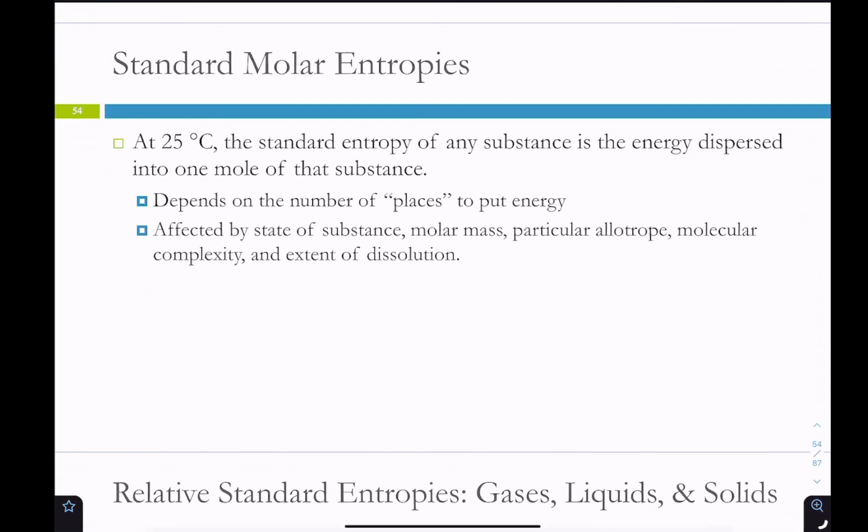So the state of the substance, like I already pointed out on that last chart, solid, liquid, or gas, the molar mass of the substance, the particular allotrope, which, if you don't remember, is the specific arrangement of a solid. So something like sulfur, pure sulfur, can have a lot of different allotropes. They even have different colors. But each of those different configurations of the atoms will have different amounts of entropy. And then we also have molecular complexity. If you get a more complex molecule, it changes the entropy. Then also the extent of dissolution. So how dissolved or dispersed in a solution is it?